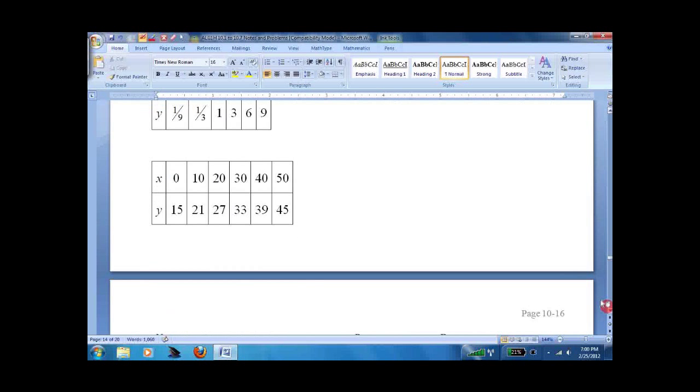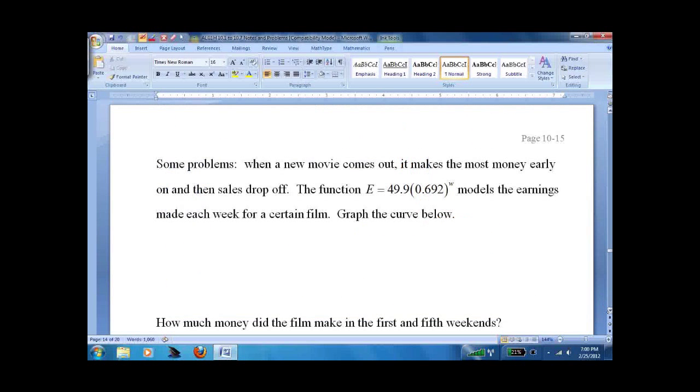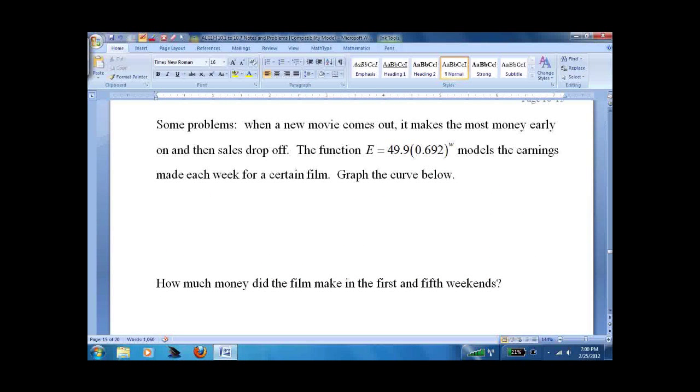Flipping over. Having a little trouble hitting my spot today. We look at a movie which has this much. Now, the way you can tell if it's growth or decay, growth would be b greater than 1. Decay would be b between 0 and 1, so it's a fraction between 0 and 1. This is decay because it's between 0 and 1. So we're going to see a curve like this.